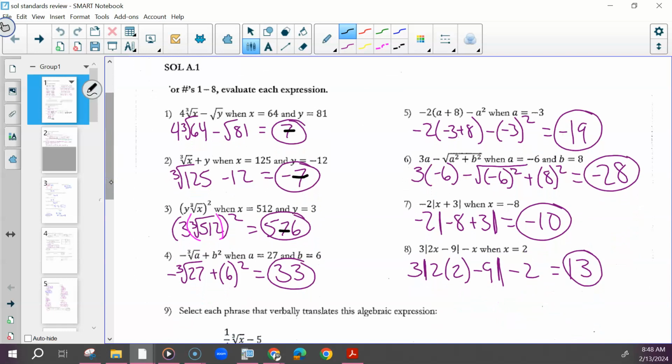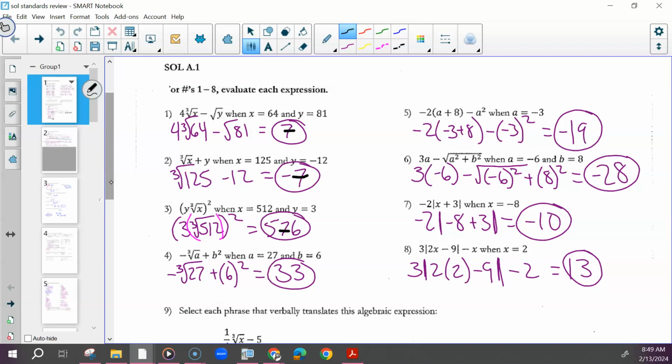So number 1 was 7, 2, negative 7, 3, 576, 4, 33, 5, negative 19, 6, negative 28, 7, negative 10, and 8, 13. So these were just taking whatever it said for the variables and putting them back in. Questions on any of those 8?